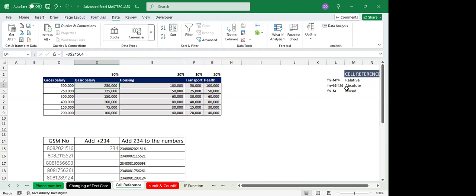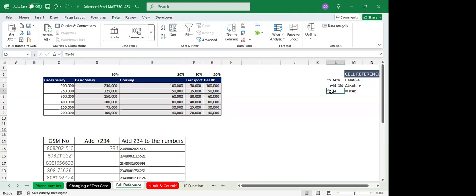So that is what I am saying. That is F4, F4, F4, right? That is absolute referencing. Do you understand this?